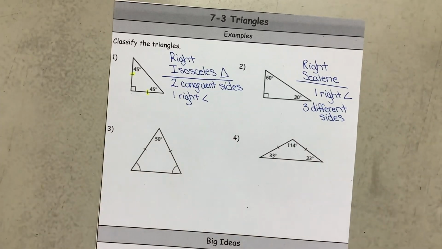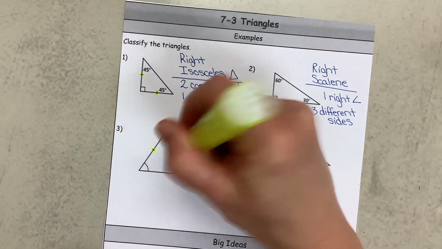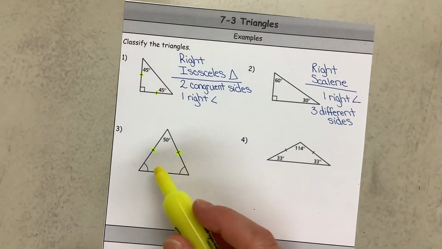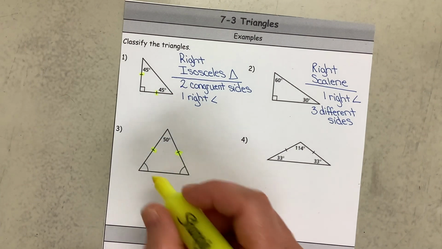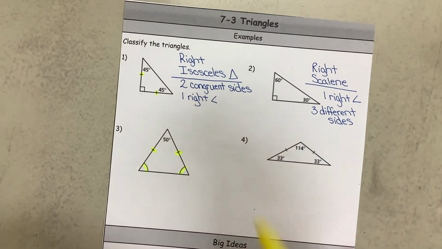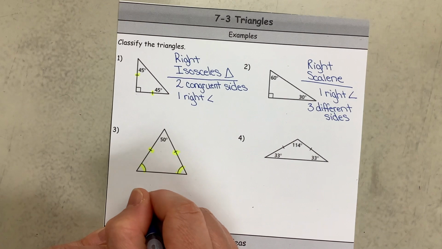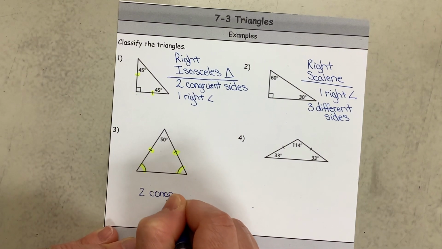On this one, again, you can see the tick marks. So this side and this side are the same. It means the same thing over here. See how this matches this? So this angle matches this angle. So we have two sides that are congruent. So two congruent sides.